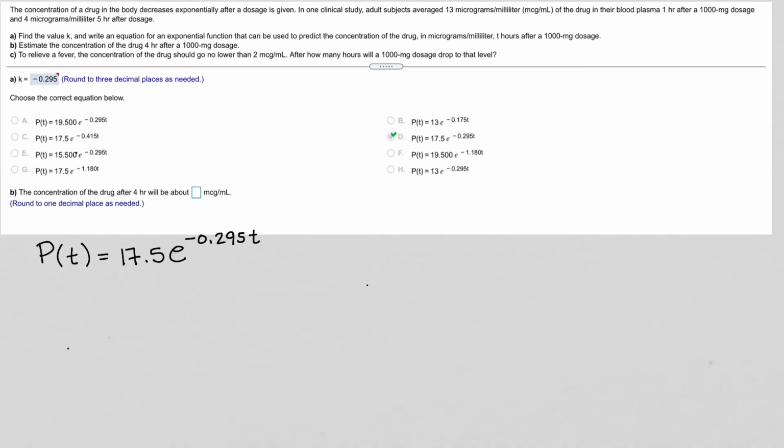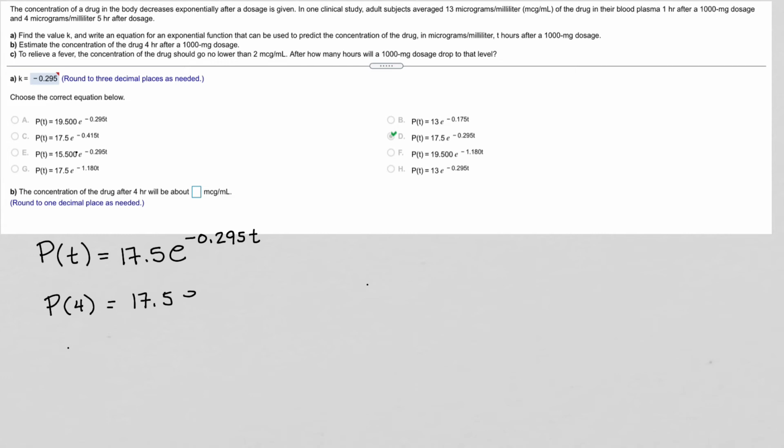Okay, so I have my formula, P of t equals 17.5 times e to the negative 0.295 t, and we want to know what the concentration of the drug is after 4 hours. So I'm going to do P of 4, 17.5 e to the negative 0.295 times 4. And let's see what that is. Okay, so this turns out to be 5.4. So that's going to be the answer here, about 5.4 micrograms per milliliter.